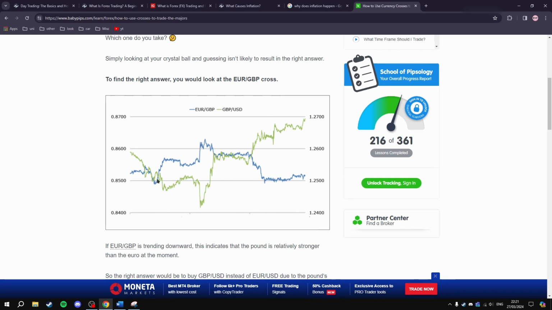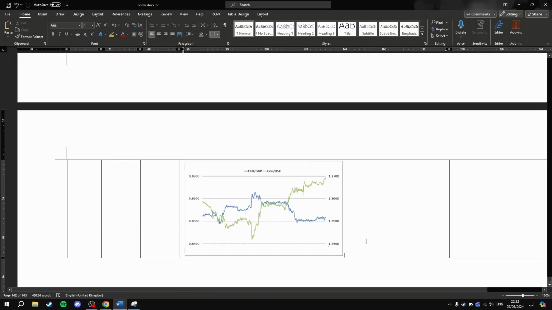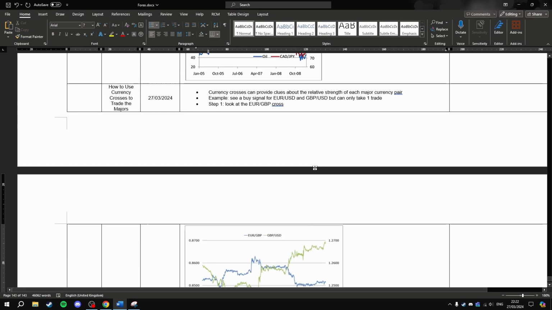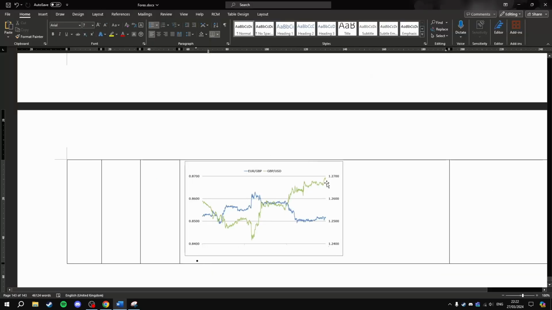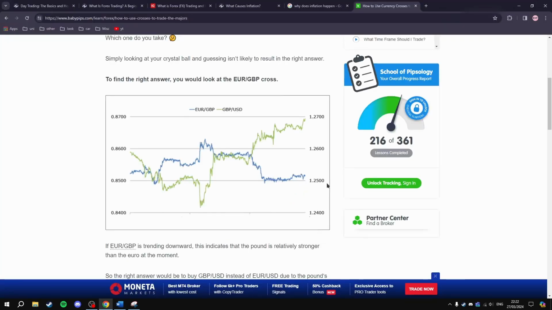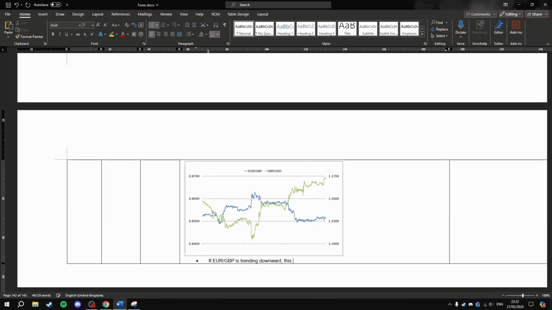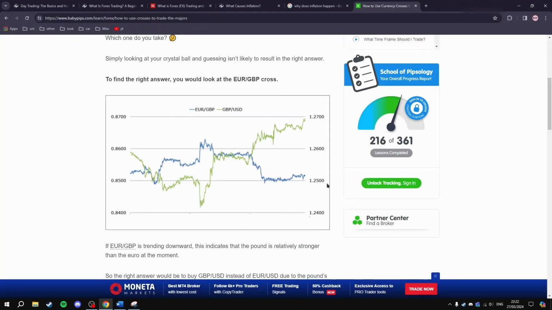If EUR/GBP is trending downwards, which it is not at the moment, well, depending on which section you look at actually, this indicates that the pound is relatively stronger than the euro at the moment.